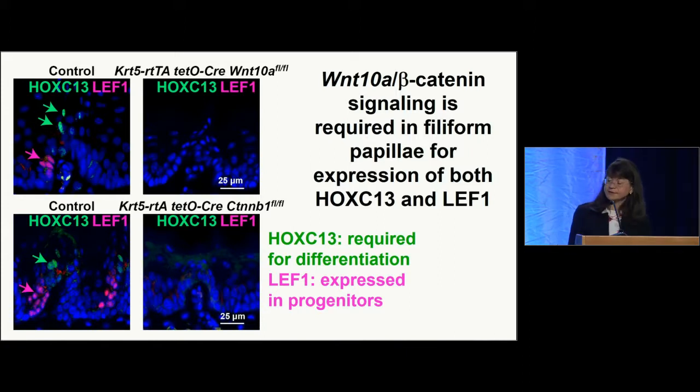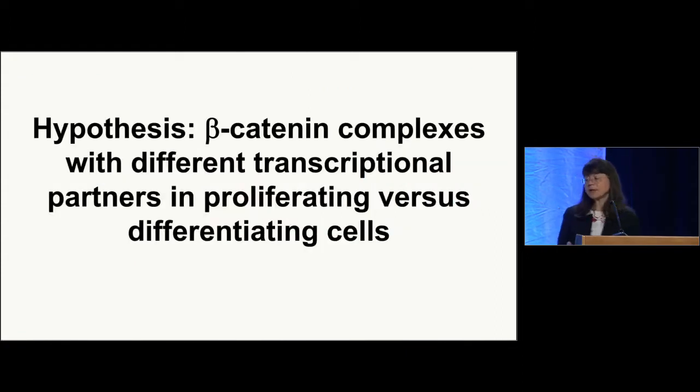So this led us to the question of how Wnt signaling regulates these two apparently opposite functions of proliferation and differentiation. And our hypothesis is that beta-catenin complexes with different transcriptional partners in proliferating versus differentiating cells, and that these partners are not dependent on Wnt signaling, but are already regulated by other factors.